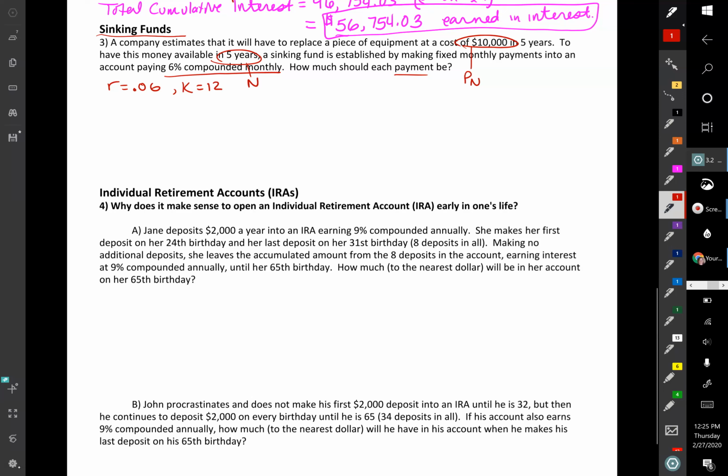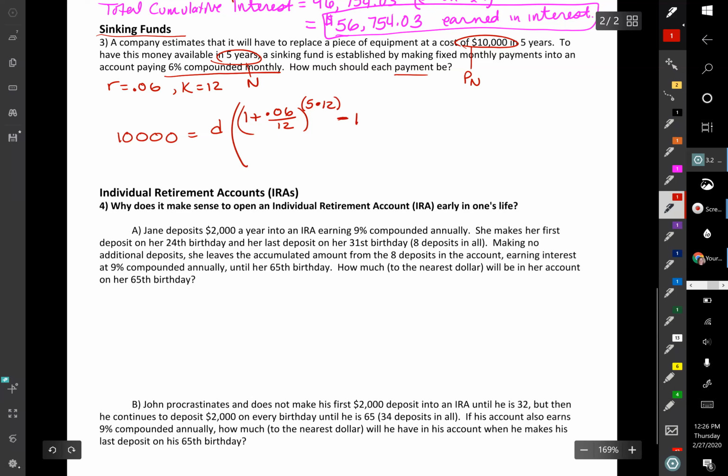So we would have P sub N is 10,000 equal to D, and then we're going to use the version with the larger parentheses. 1 plus 0.06 over 12 raised to the 5 times 12, minus 1, all divided by 0.06 divided by 12, and then end your parentheses.